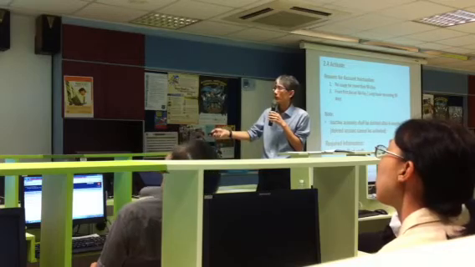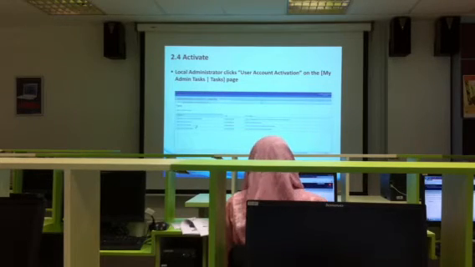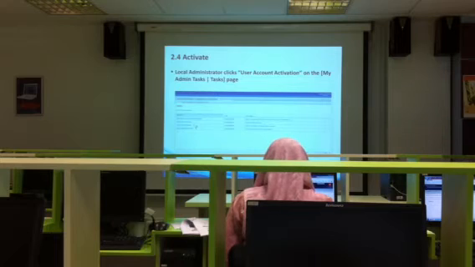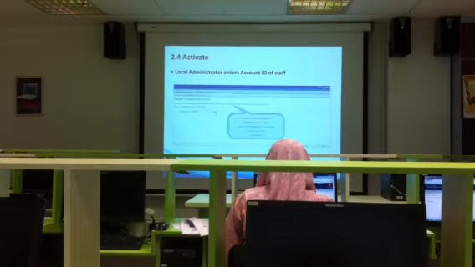And to activate, you must have the account ID of Mr. Tan and the reason for doing so. And this is what you do. You go to the main screen after you log on as the local administrator. You click on the link that says User Account Activation. The third link. Once you click on the third link, you get a chance to punch in Mr. Tan's IC number, account ID, or user ID. Punch it in here, and then click on Find.